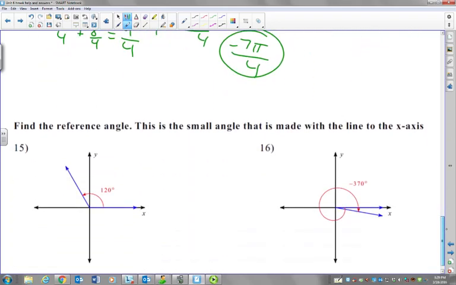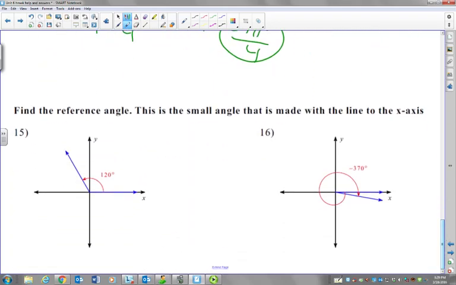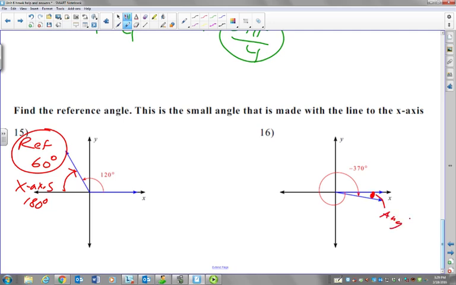And then last but not least, your reference angle is just the angle from the x-axis to the angle they give you. So right here, we have 120 degrees. How much more till we get 180? Well, 180 minus 120 is 60. So we need 60 degrees more, so 60 degrees is your reference angle. And over here, you've got to find it to the x-axis. You've got to find that little degree right there. So find out what that angle is, and you'll have the right answer for number 16.